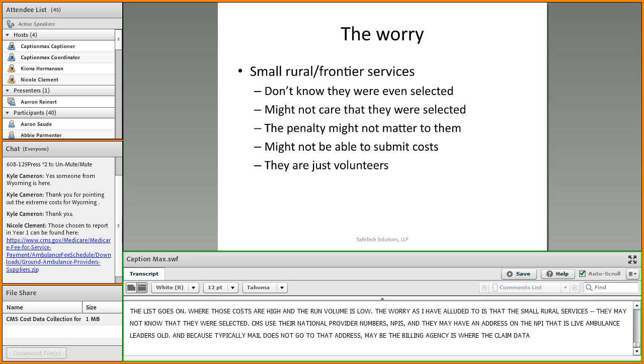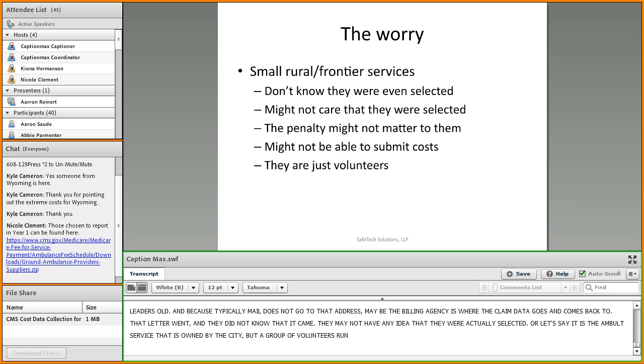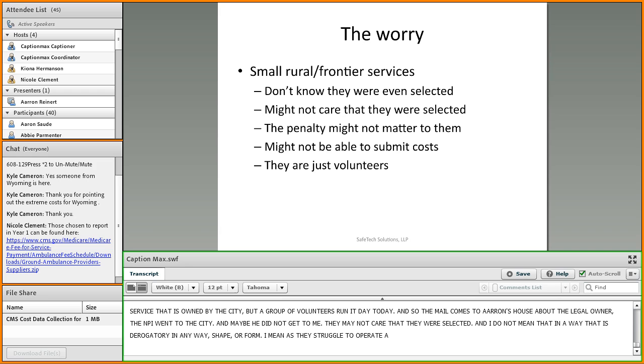The worry, as I've alluded to, is that the small rural services, first and foremost, may not know that they were selected. CMS used their national provider numbers, NPIs, and they may have an address on the NPI that is five ambulance leaders old. But because typically mail doesn't go to that address, it's maybe the billing agency where the claim data goes and comes back to. That letter went, and they didn't even know that it came. They may not have any idea that they were actually selected.